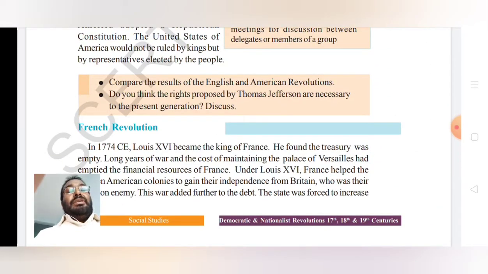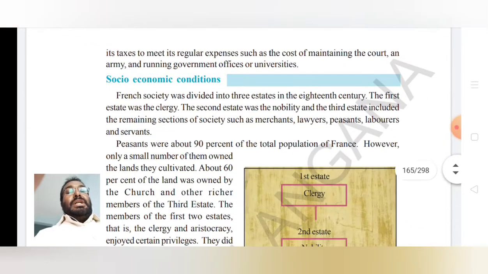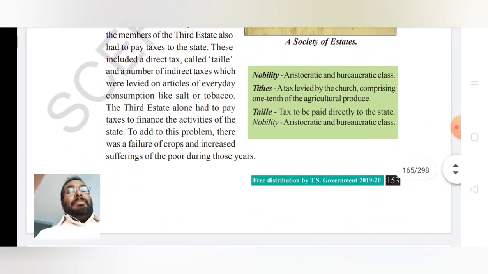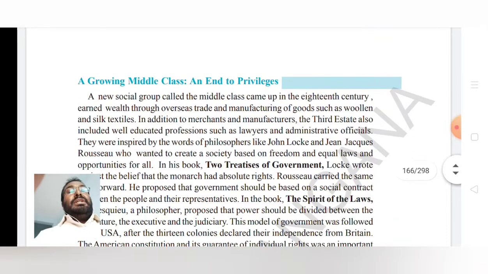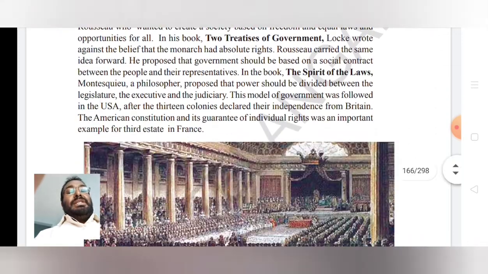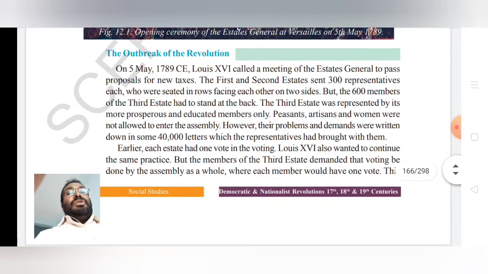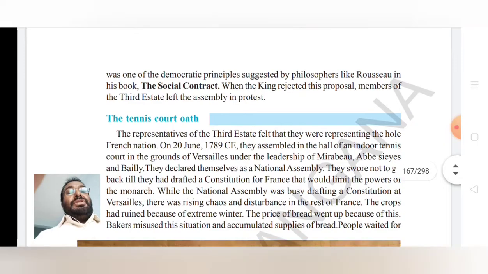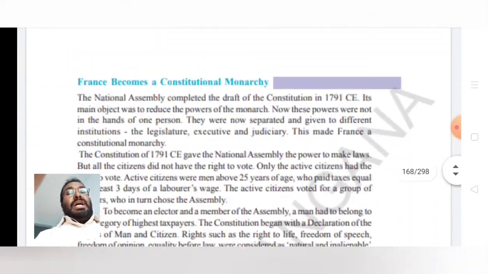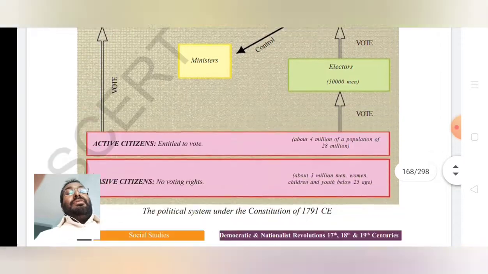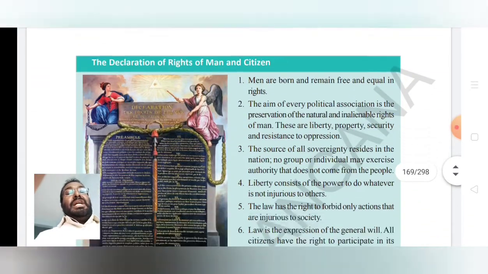Then the third one is that of French Revolution. French Revolution happened in France and the middle class has got a lot of privileges even in the rule also. So the Estates General at Versailles on 5th May 1789, what happened? We have seen there. So the outbreak of the French Revolution also we have seen. And two more revolutions are there which we will be studying afterwards.